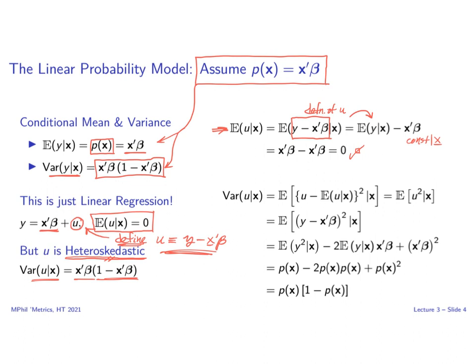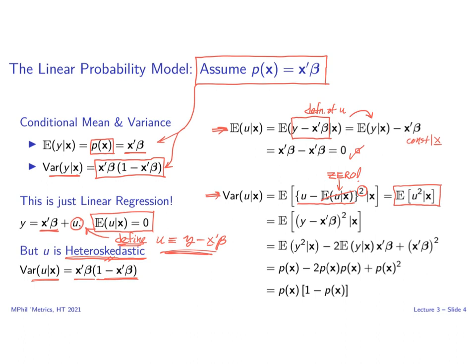To show this, we will use the definition of conditional variance to write variance of u given x is equal to the expectation of the following object, u minus its conditional mean given x, whole thing squared, conditional on x. But as we've just seen, the conditional mean of u given x is equal to 0. So this expression reduces to the expected value of u squared given x.